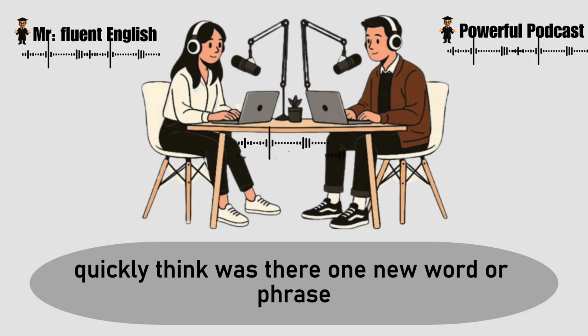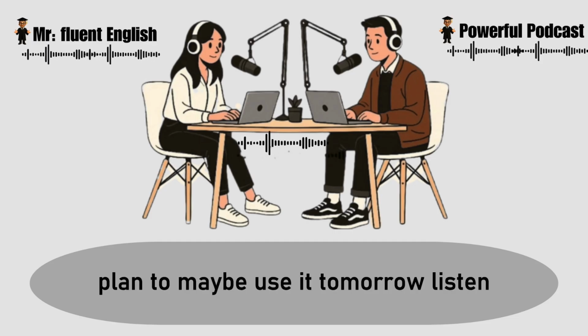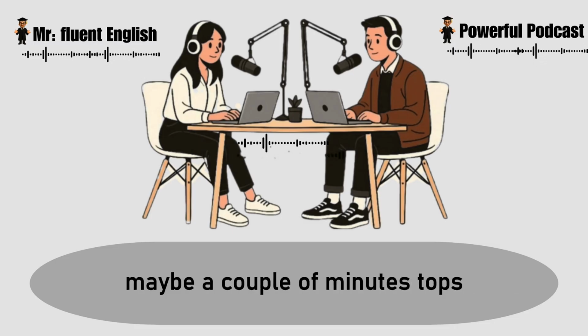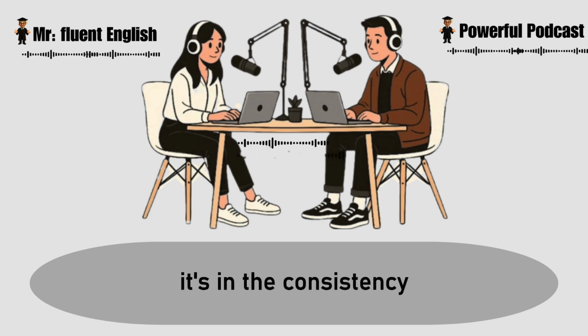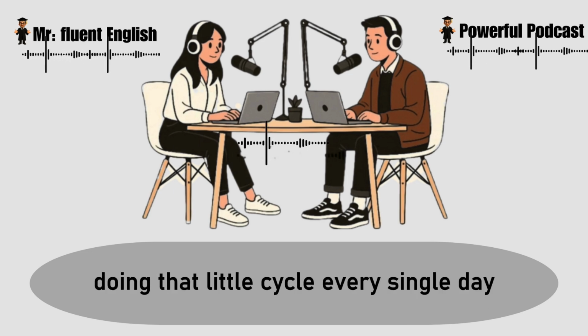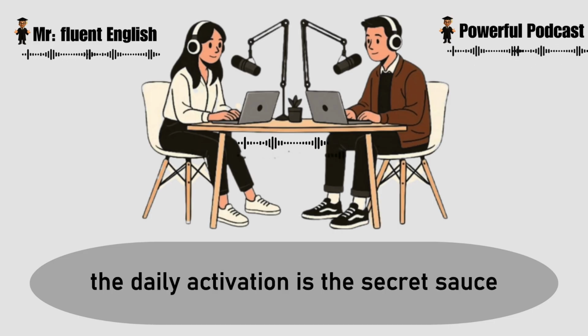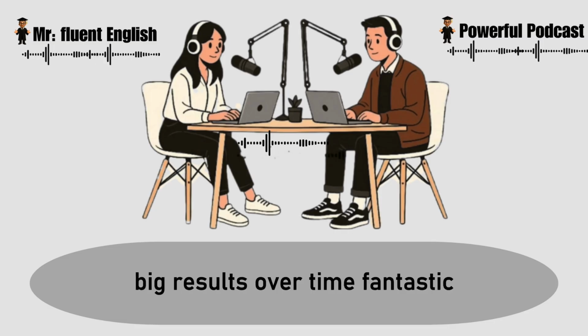Review. Quickly think. Was there one new word or phrase I heard or wanted to use today? Note it down mentally or physically. Plan to maybe use it tomorrow. Listen, think, speak, review. Wow, that really could take just 90 seconds, maybe a couple of minutes tops. Exactly. It's tiny, but the power isn't in the length, it's in the consistency. Doing that little cycle every single day keeps those English pathways active and growing. The daily activation is the secret sauce. That's the secret sauce. Small habits, big results over time.